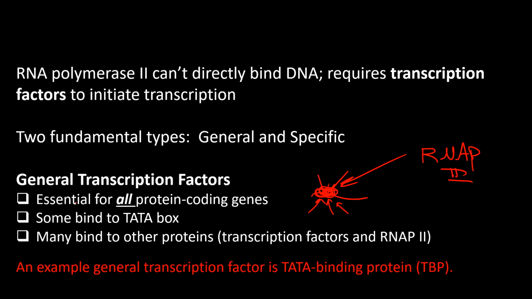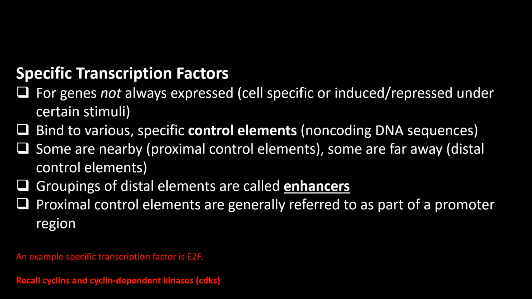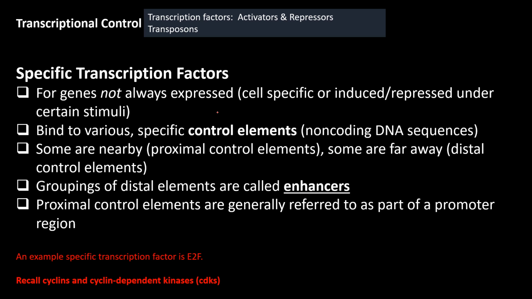All right, and an example of a general transcription factor we've talked about before now is the TATA binding protein, or TBP. And about 50% of all genes contain that TATA box or something similar to it. The other 50% tend to be genes that are not universal, but instead are specific to specific cell types, tissue types, or situations. And so now that would be about talking about specific transcription factors. Okay, so specific transcription factors, these are for genes that are not always expressed, right? So they're either cell specific or they're induced and repressed under certain stimuli.